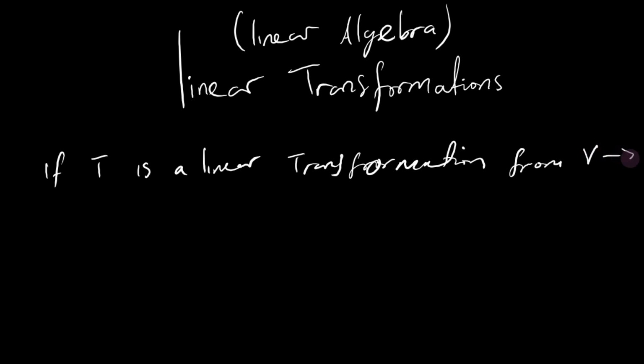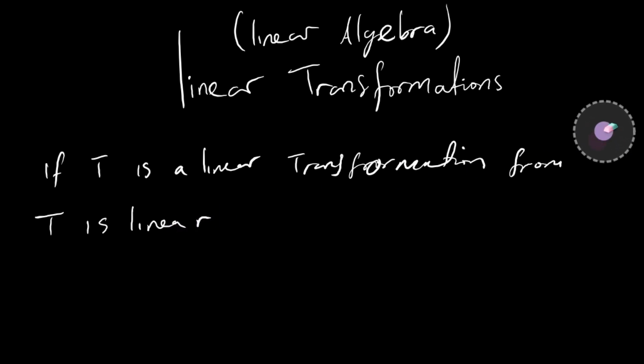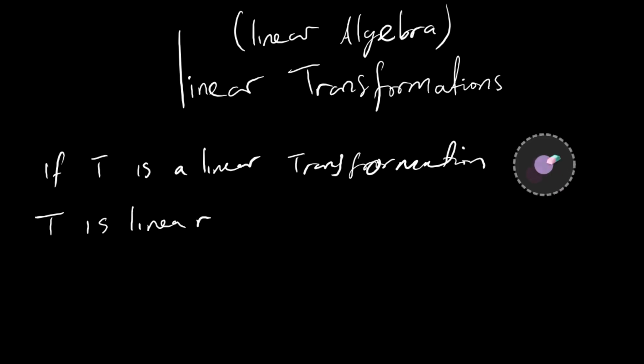from an object to an image, T is linear. Let me write here, say T is a linear transformation. Basically, T transforms V into an object. It transforms the object V into an image W. T is linear, or T is a linear transformation.